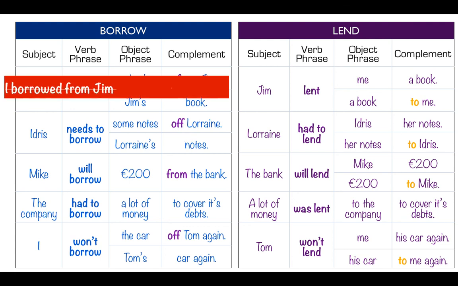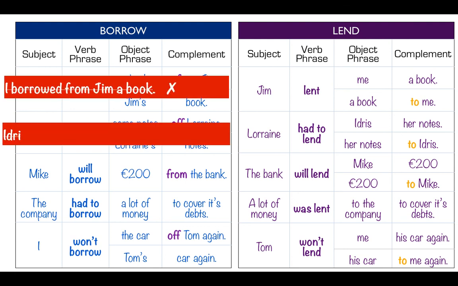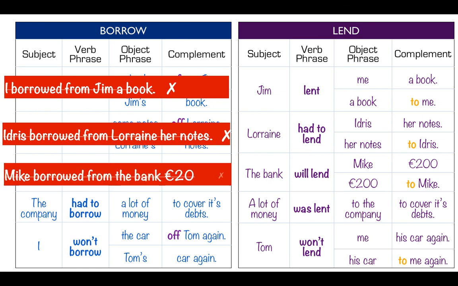Another common mistake is I borrowed from Jim a book, Idris borrowed from Lorraine her notes, or Mike borrowed from the bank €200. This kind of structure might have been popular hundreds of years ago. If you're reading Charles Dickens or Mark Twain, or maybe listening to folk music, you might see this structure. But in modern usage, it would be considered a mistake, so don't do it.